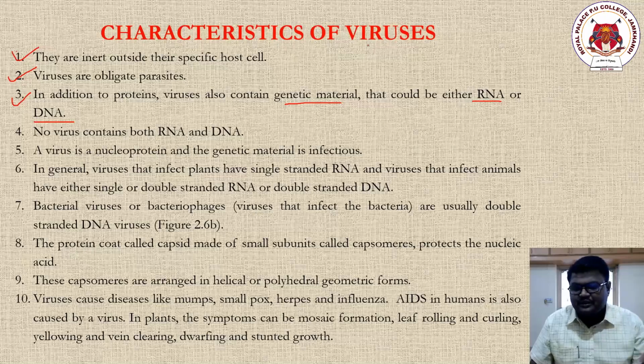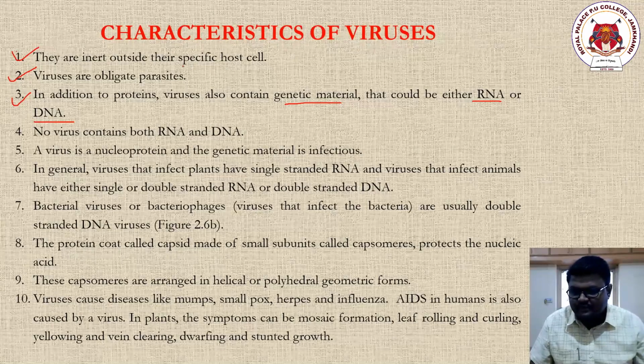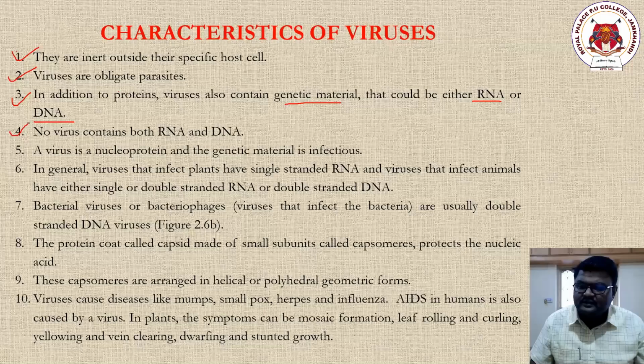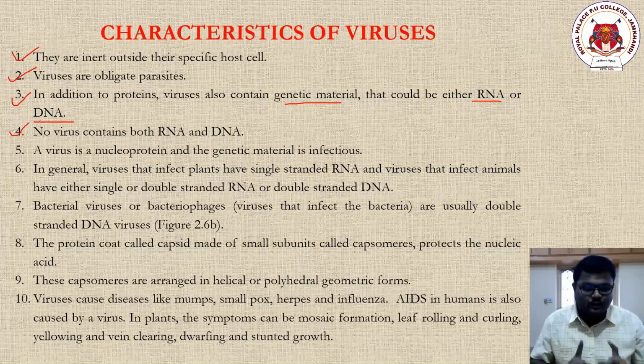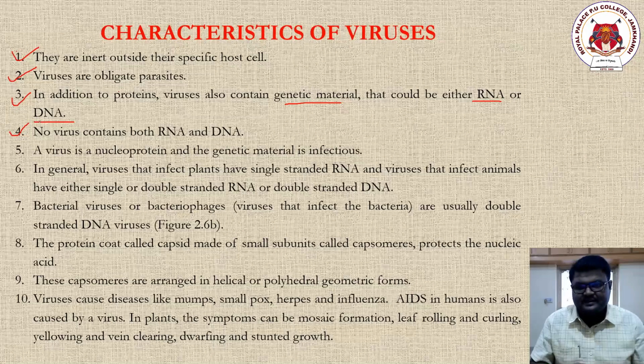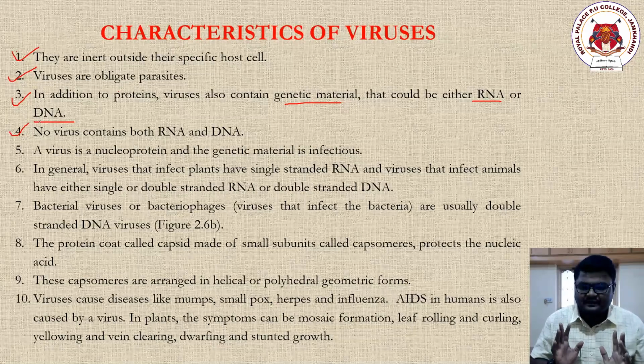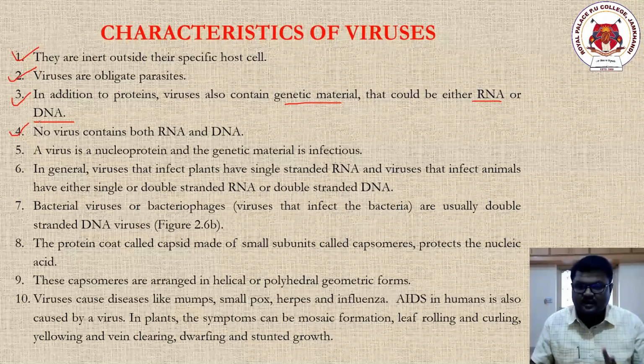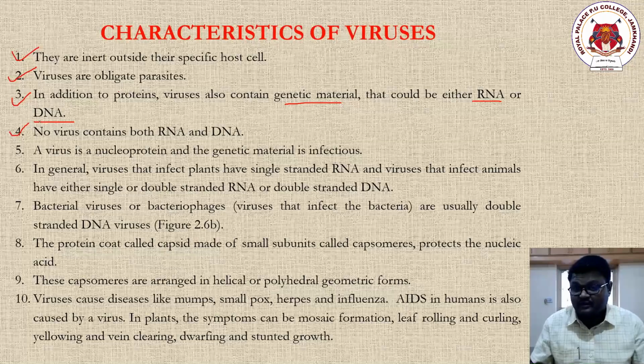So in addition to the proteins, viruses also contain genetic material that could be either RNA or DNA. Coming to the fourth point, which says that viruses contain both RNA and DNA is a myth, which means that one virus should contain either DNA as the genetic material or RNA. Out of these two, any one genetic material should be present, not both of them. Either RNA is present or DNA is present.